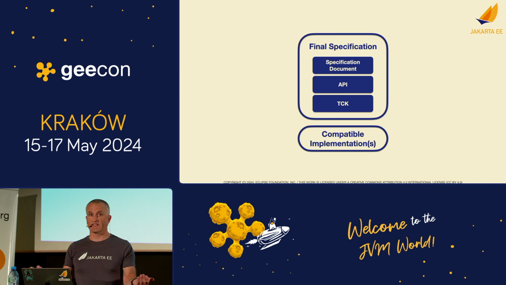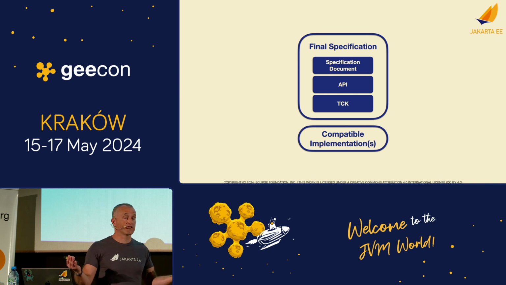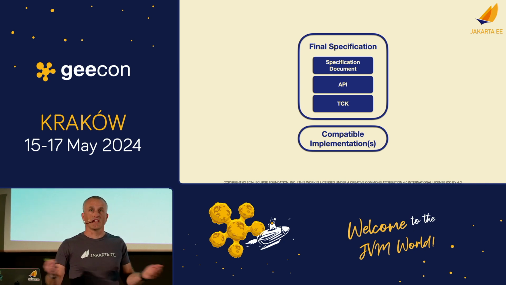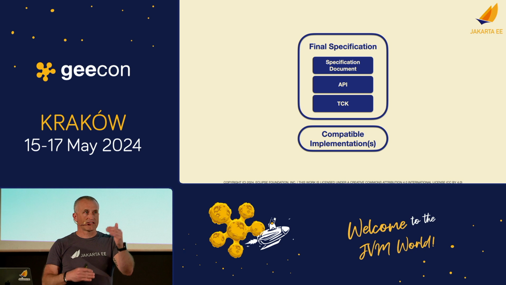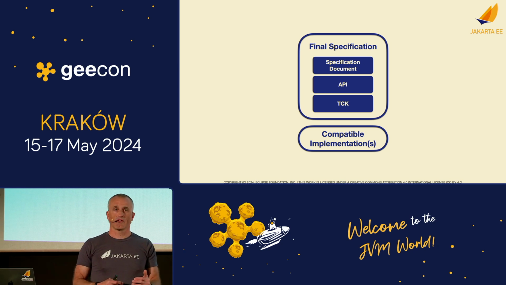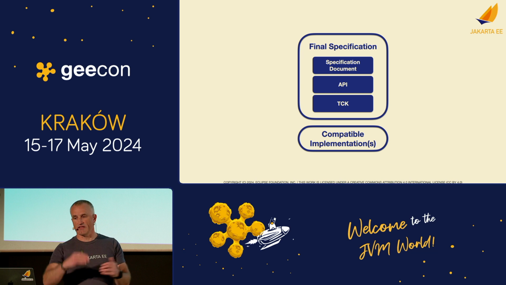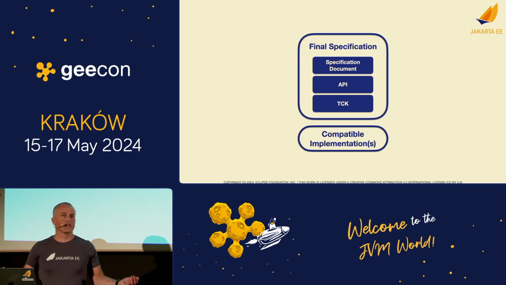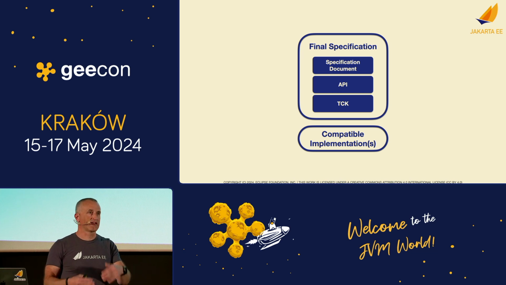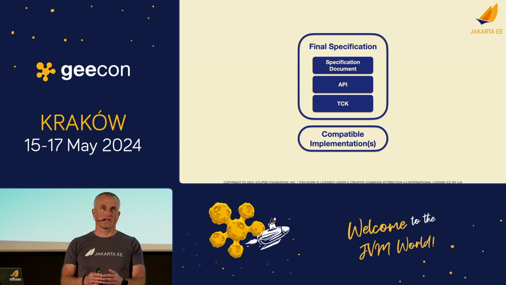An example of this is Hibernate, if you're using that for ORM data. That's an implementation of the Jakarta persistence specification. So that's kind of how they're connected. You can look at Tomcat, for example. That's an implementation of the Jakarta servlet specification.